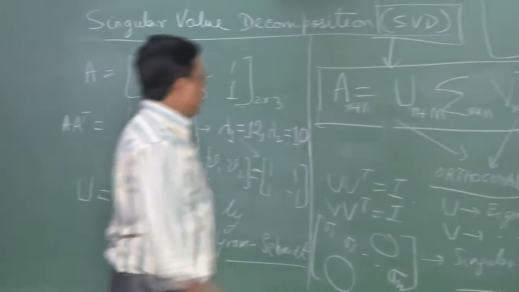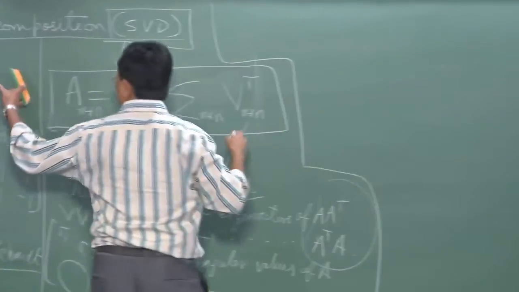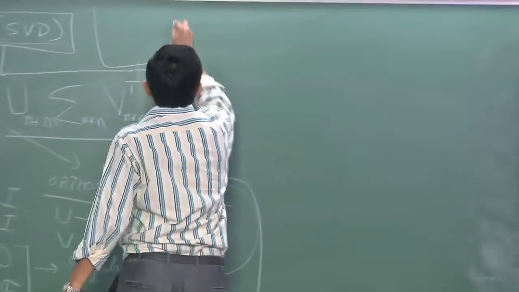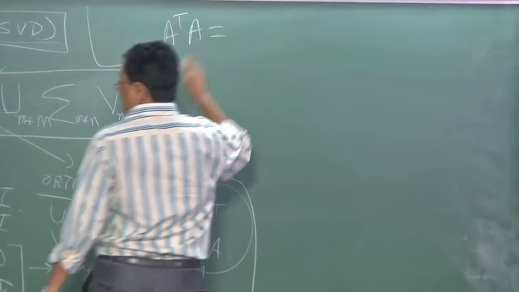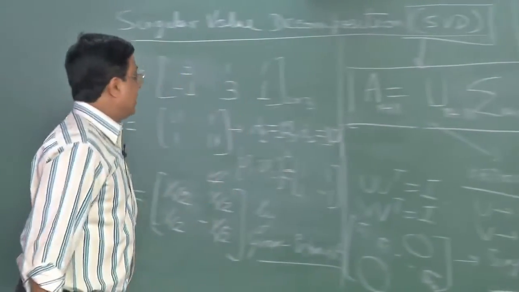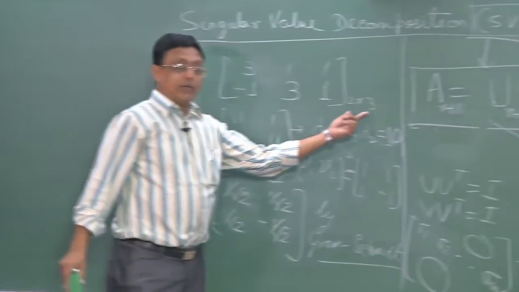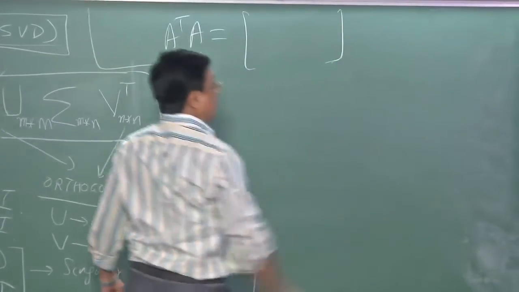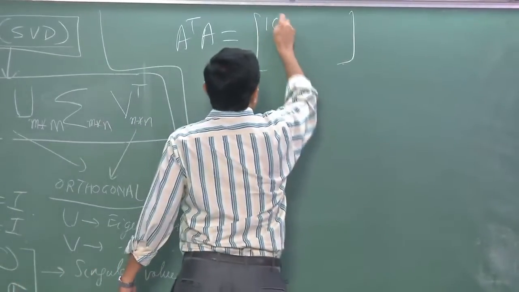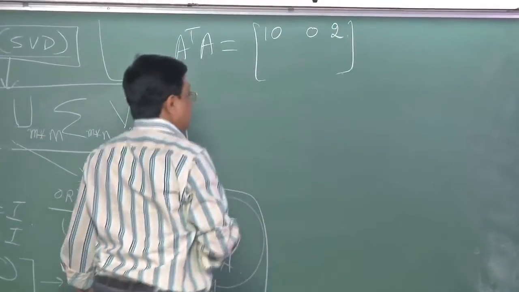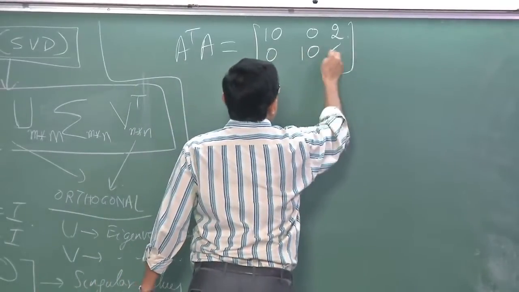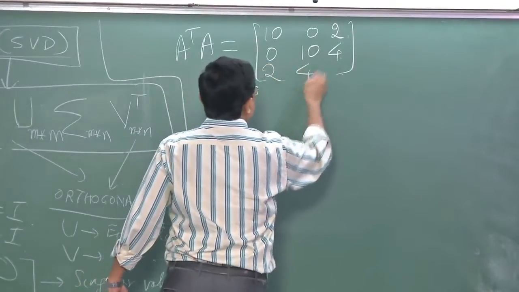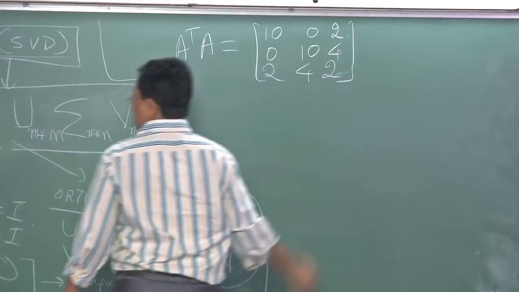So, let us talk about V. Given this as your A, what will be your A transpose A? Will it be the same as A A transpose? Well, not necessarily, that has a certain condition. It will not be here, because it is an m cross n matrix, m is not equal to n. So, this will be a 3 cross 3 matrix, and if you work out the elements, for the sake of time, let me give you the values. It is 10 0 2, the second row is 0 10 4, and so on. Okay, so it is a 3 cross 3 matrix.